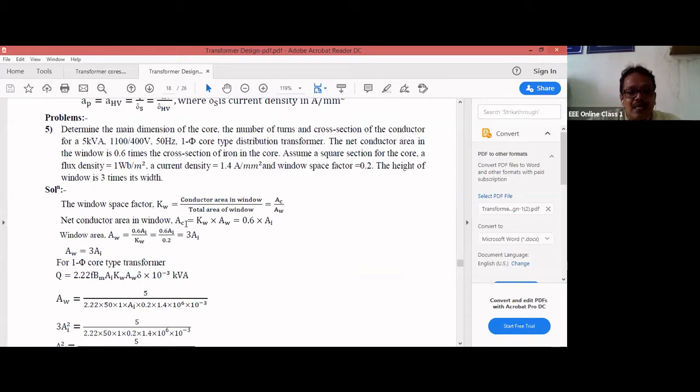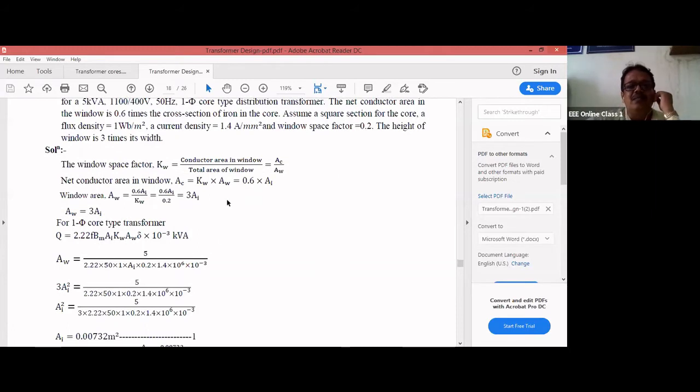What is given for the net conductor area? It is 0.6 times the cross section of the iron in the core. That means it is 0.6 times the net iron in the core. Net iron area is AI. So 0.6 times AI, the net iron in the core. This is the condition. So AC is equal to Kw into AW, which is equal to 0.6 into AI.